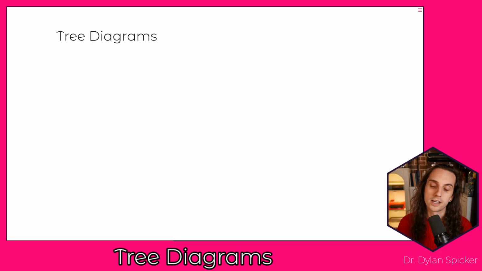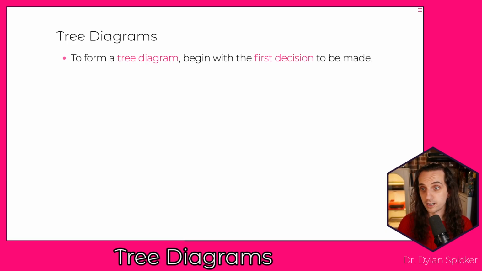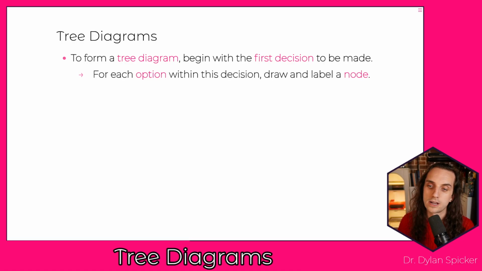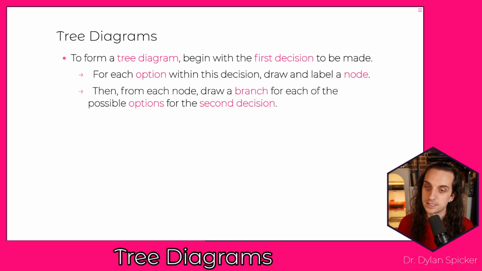So what is a tree diagram exactly? Well, to form a tree diagram, we begin with the first decision that needs to be made. What we're really thinking of here is that we're making a sequence of decisions, or watching a sequence of outcomes, or something similar. So we start with the very first decision or outcome, and then for every option, we draw and label a node. We draw off different lines for each of these different options.